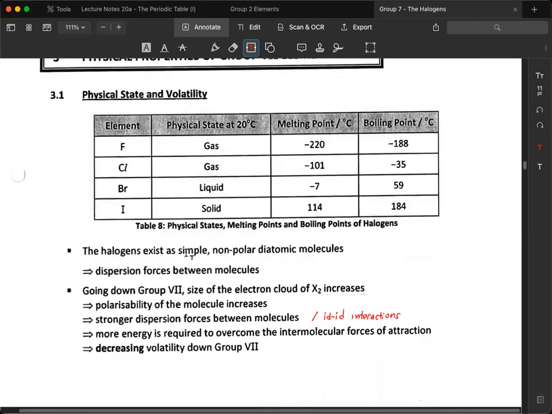Okay, so they are all non-polar diatomic molecules, with dispersion forces between molecules, or ID-ID interactions. Going down group 17, the size of the electron cloud increases, more polarizable, stronger ID-ID interactions, more energy to overcome.